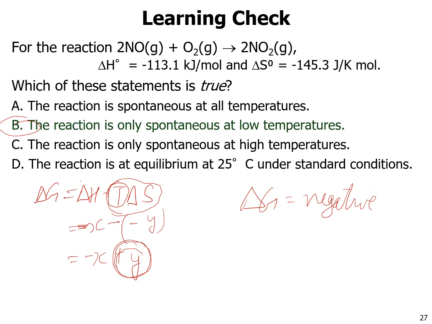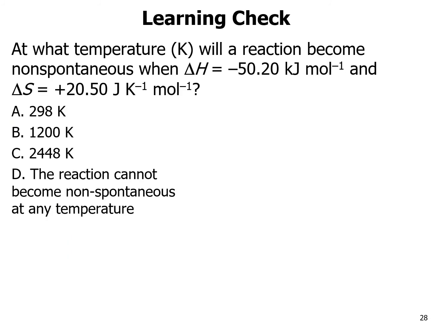Okay. The second kind of question is right here. The question says, at what temperature in Kelvin will a reaction become non-spontaneous, when delta H is given to us and delta S is given to us. So in this case, the question is asking us for temperature. Now we know that for a reaction to be spontaneous, delta G has to be a negative value, correct? So we know delta G is delta H minus T delta S.